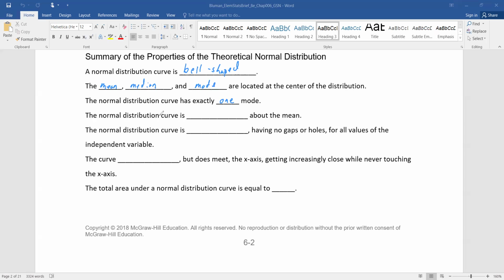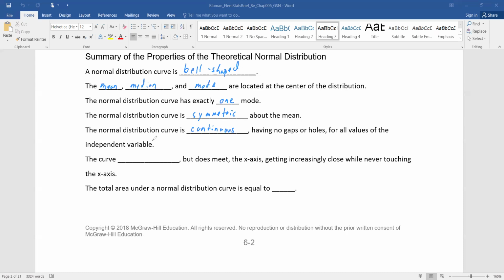The normal distribution curve is symmetric about the mean. So everything is even on both sides. The normal distribution curve is continuous, having no gaps or holes for all values of the independent variable. So there is a place for a value at every spot.